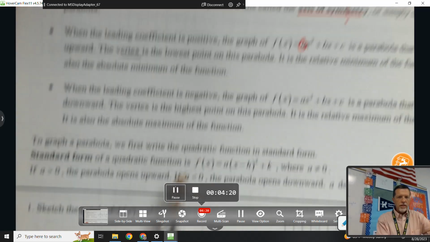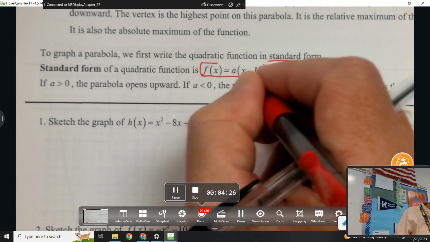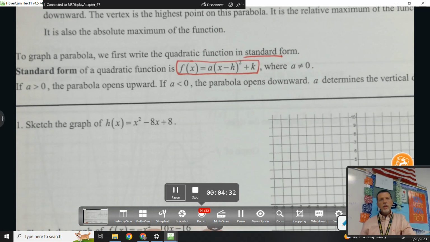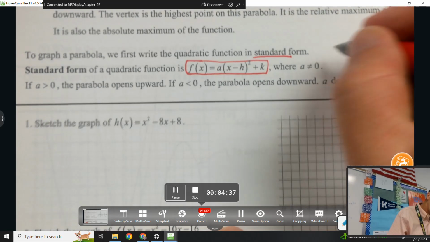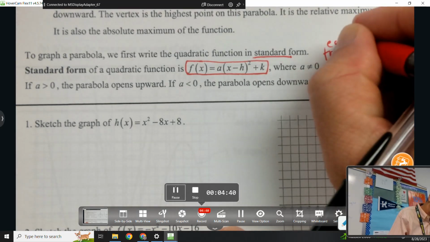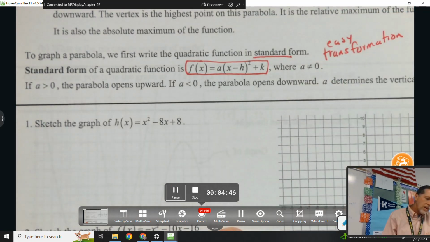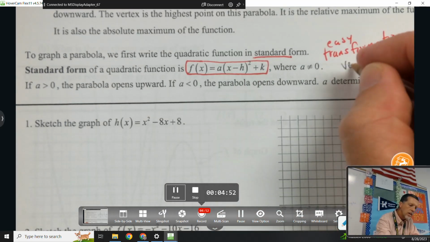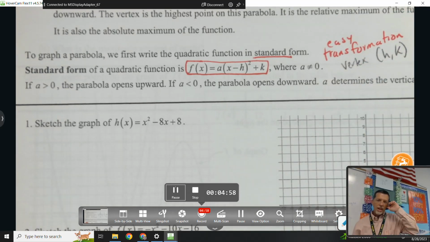To graph a parabola, we like to have the quadratic in standard form. Standard form, excuse me, is where it looks like that. Because it's really easy to do the transformations. Easy transformations. Right? You go right h and up k, and that would be your vertex. So we really like it when it's in that format, because then it's really easy to graph.